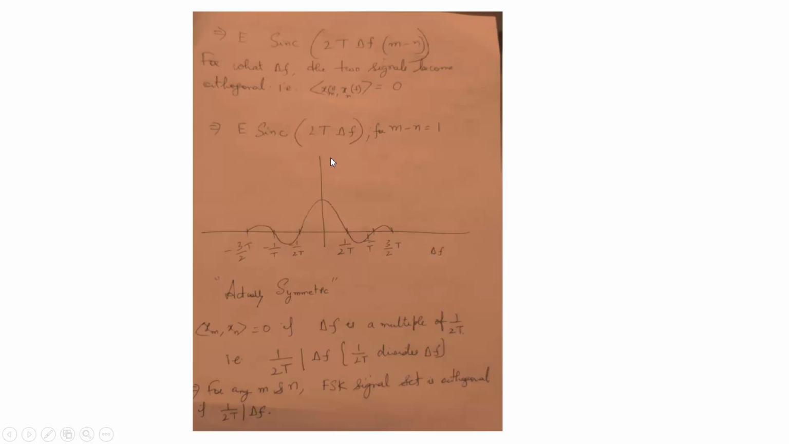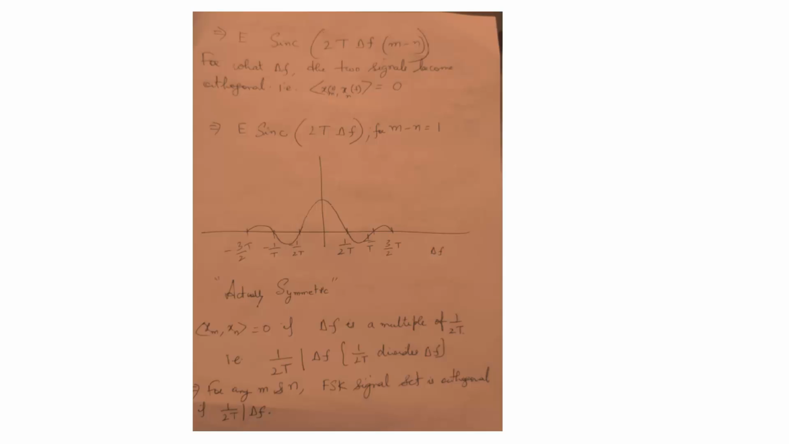Now this is the condition, and this waveform is symmetric. Now the dot product is 0 if Δf is a multiple of 1 by 2T. So this is the condition for orthogonality, which will be used in frequency shift keying.